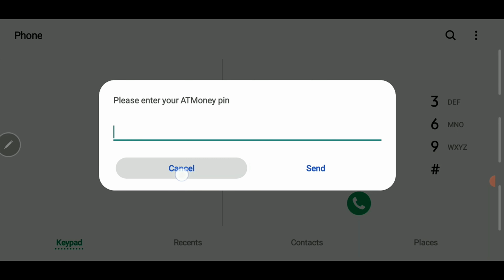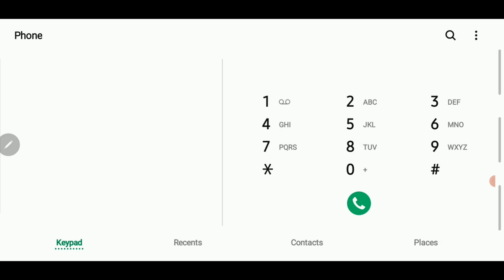and that's how simple and easy it is to subscribe to IDD bundles on AirtelTigo to call your loved ones abroad.